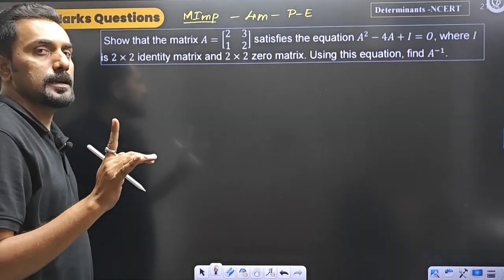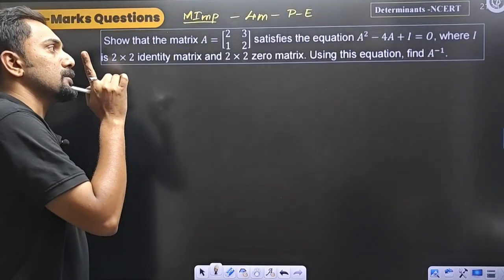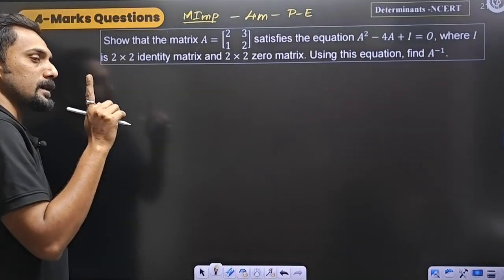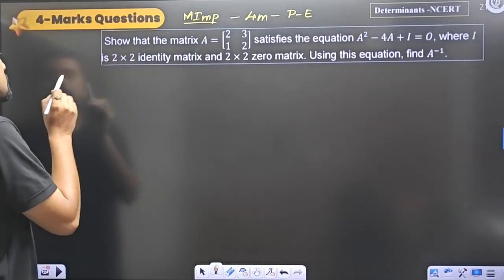Okay, in Part E, if the board doesn't change its pattern, then 100% you are going to get either this question or that question. One is an example, and the other is in the exercise. So let me solve this question.